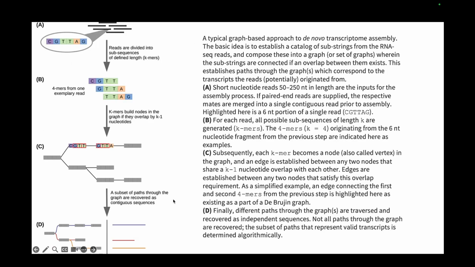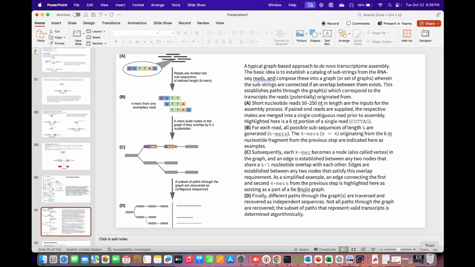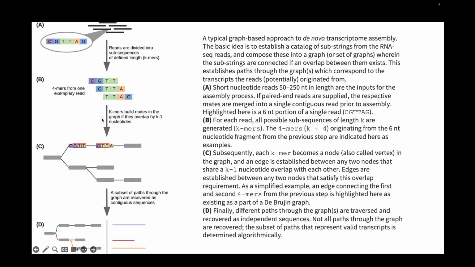So this is a graph-based approach to de novo transcriptome assembly. Reads are divided into subsequences, which are the k-mers. The k-mers from one read are mapped like this, and k-mers build nodes on the graph if they overlap by k minus one nucleotides. Then you form a whole graph of the reads, and then you do a walk on the graph to get the whole sequence.